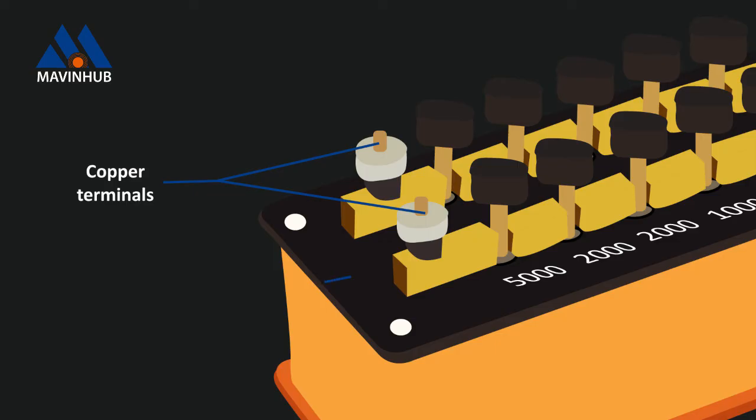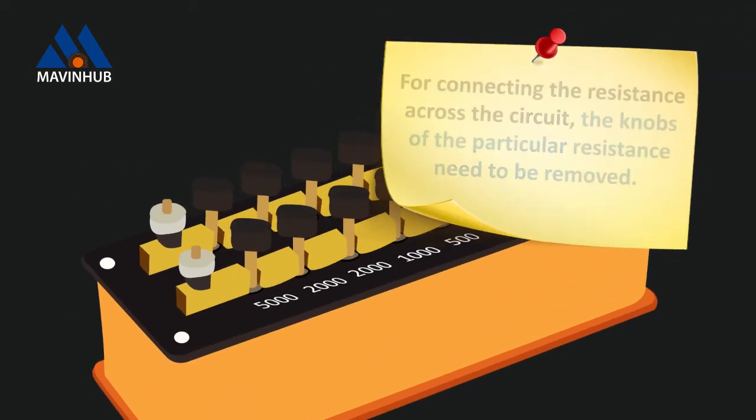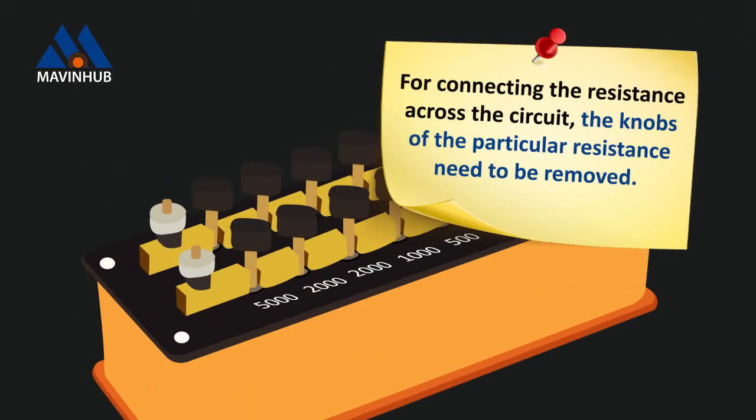The cover of the box, on which terminals and knobs are placed, is made of ebonite material. The knob is used for adding and removing the resistance from the circuit. For connecting the resistance across the circuit, the knobs of the particular resistance need to be removed.